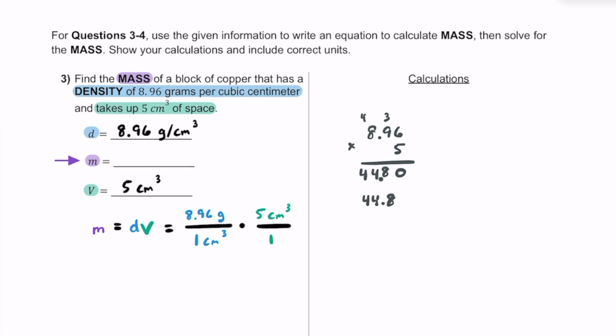That's fine as well. So when you multiply these on top, what are the units and what are the values going to be? Well, the mass here is going to be 44 and 8 tenths. But what are the units? Well, we have these grams multiplied by centimeters cubed. So we can write that as grams multiplied by centimeters cubed.